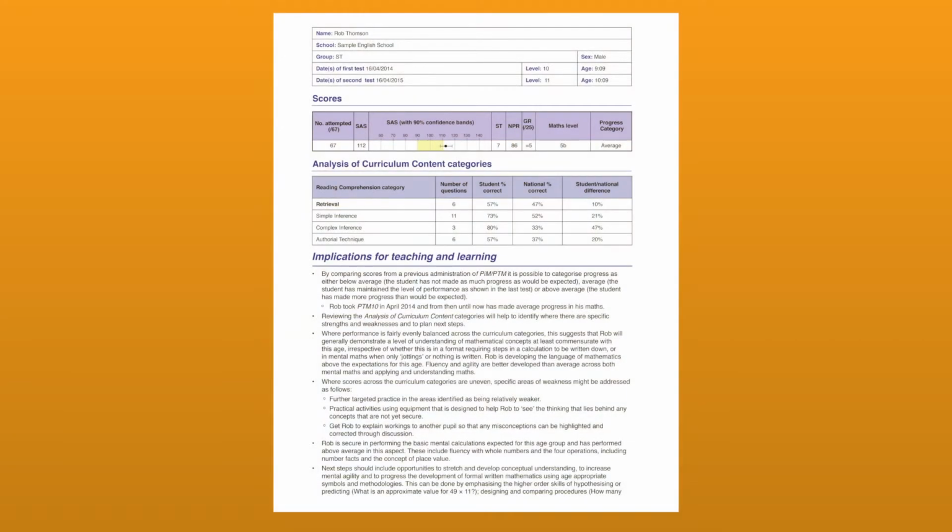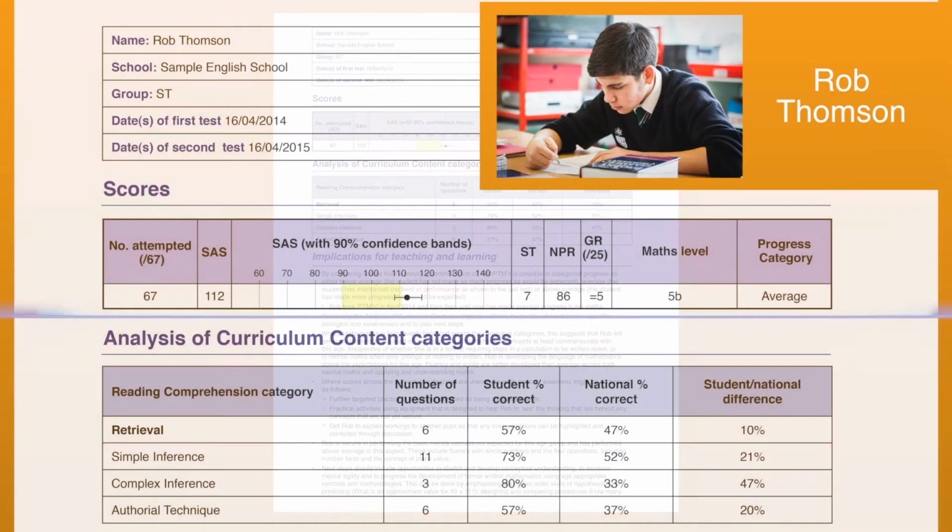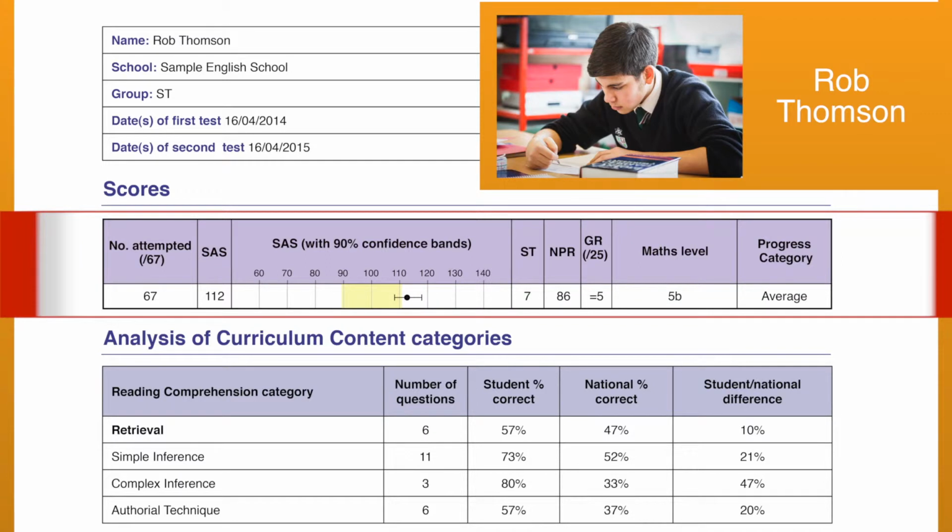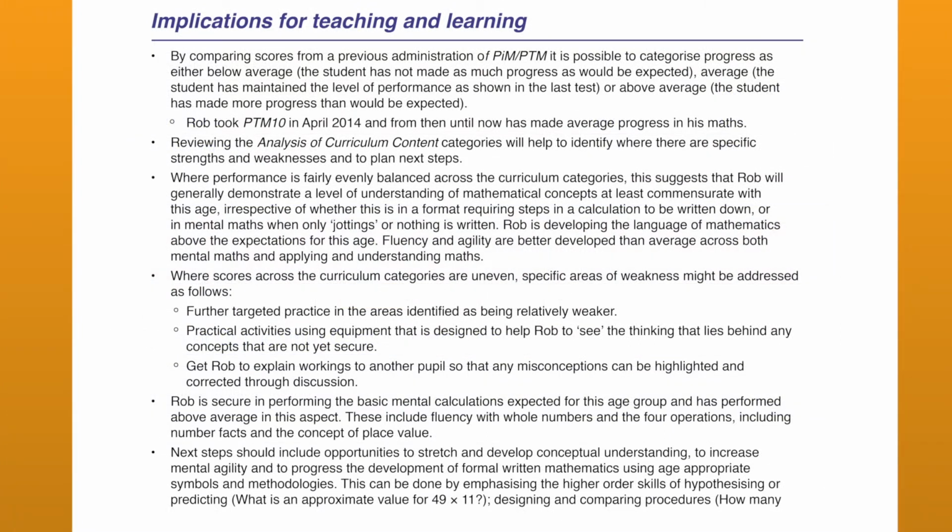Now, let's look at the individual student report for teachers. Here we have Rob Thompson. In this table, we have the scores, which are the same as in the group report for teachers, and the first table that we looked at. Rob's standard age score is 112, and his stanine of 7 is above average. Also, in this report, there is the analysis of curriculum content categories and of process categories. This is followed by a series of bullet points, which suggest some implications for teaching and learning for Rob.